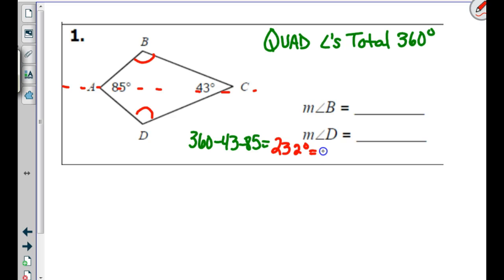So this is 2x, if I want to call it that, or I'm just going to divide this by 2 and get 116 degrees. And that's got to be 116 here and 116 here. So that the whole thing adds up to 360. Because the only 2 that are equal are the 2 on either side of that line of symmetry there. All right.